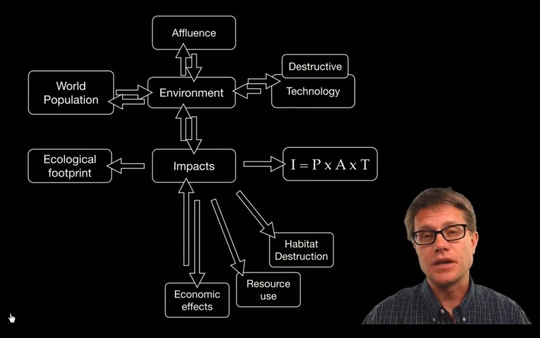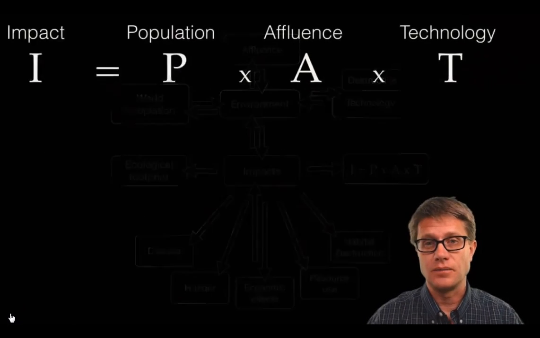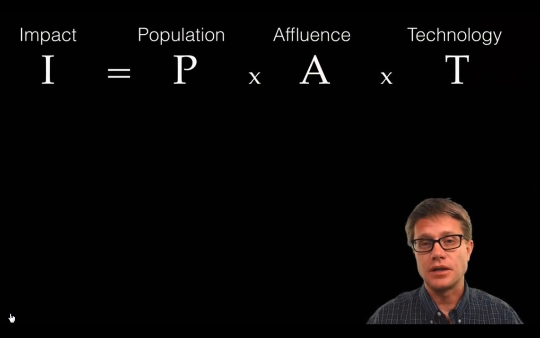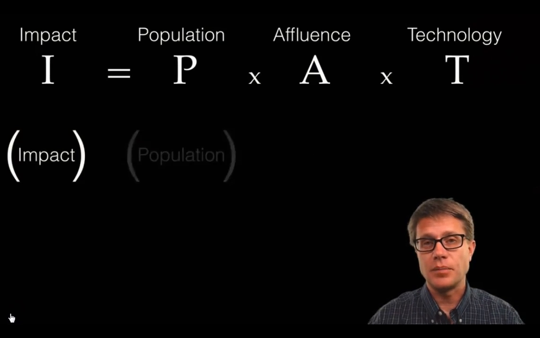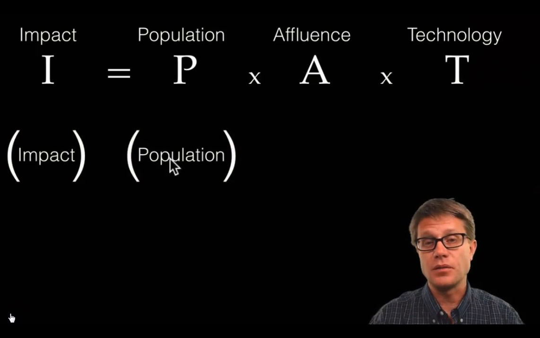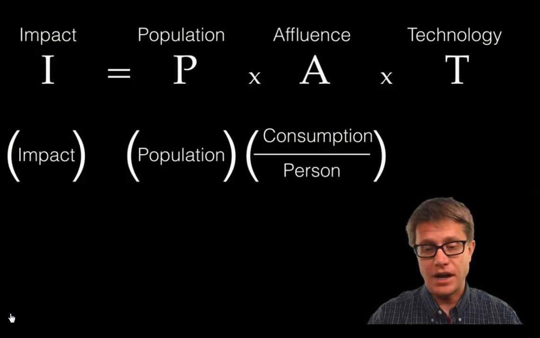And so the IPAT equation looks like this. It's pretty easy. On the left side, we have the impact. We then have the population. So in other words, the bigger the population is, the larger the impact. If we're looking at affluence, that's going to be consumption per person. So if you have a house and several TVs and many cars, you're probably going to have more affluence than somebody who lives in a village in Africa.